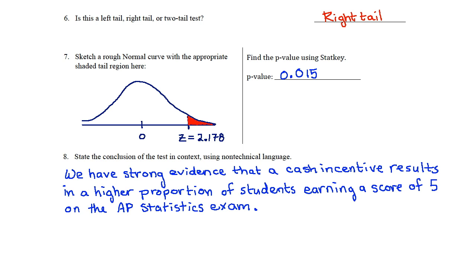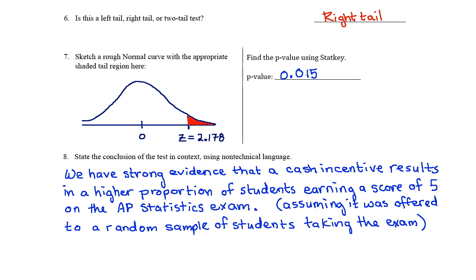So we have strong evidence that a cash incentive results in a higher proportion of students earning a score of 5 on the AP Statistics exam, though for this to be a causal association, we really do need to assume that that cash incentive was applied randomly, that it was randomly assigned to people who were taking the exam, and we weren't given a lot of information about how this study was conducted. So we might just add as a little note, this is assuming that the cash incentive was offered to a random sample of people taking the exam so that that treatment group was randomly selected.